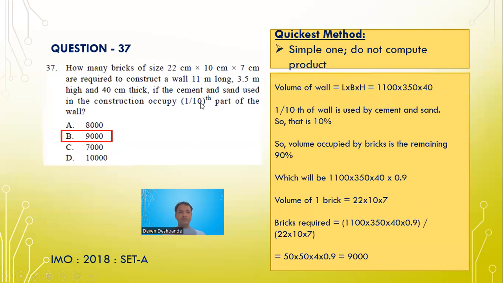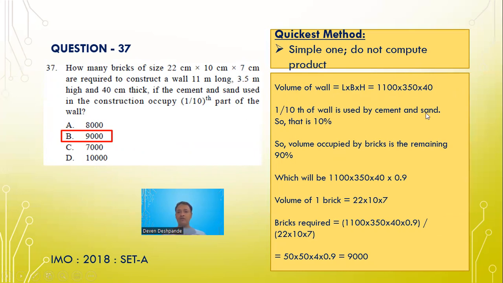Okay. Next one. How many bricks of size 22 into 10 into 7 are required to construct a wall 11 meters long, 3.5 meters high, and 40 centimeters thick if cement and sand used in the construction occupy 1/10 part of the wall? So what is the volume of the wall? Volume of the wall: 11 meters is 1100 centimeters, 3.5 meters is 350 centimeters, and this is 40 centimeters. Length into breadth into height is the volume of the wall.